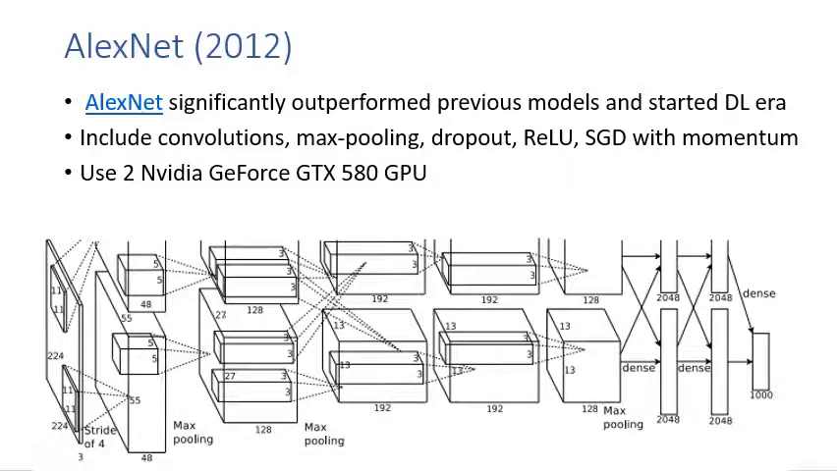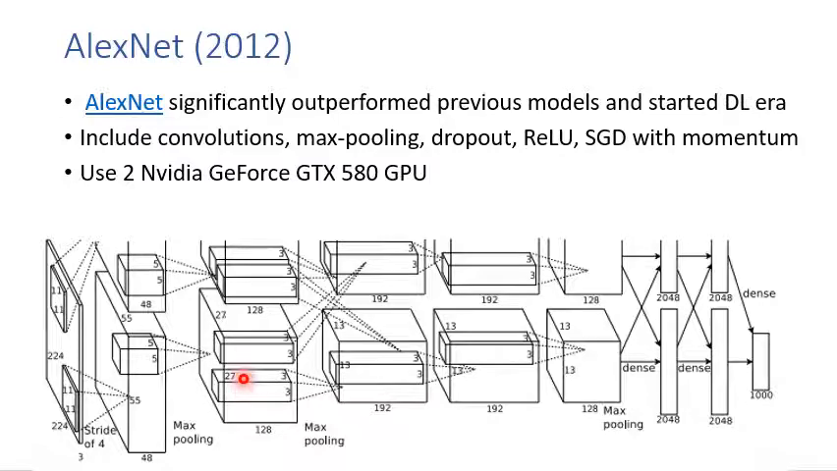AlexNet started the era of deep learning in computer vision. It was developed by Hinton's student Alex, so it's called AlexNet. AlexNet is similar to LeNet-5. It contains 5 convolutional layers and 3 fully connected layers. AlexNet has around 60 million parameters and 650,000 neurons.